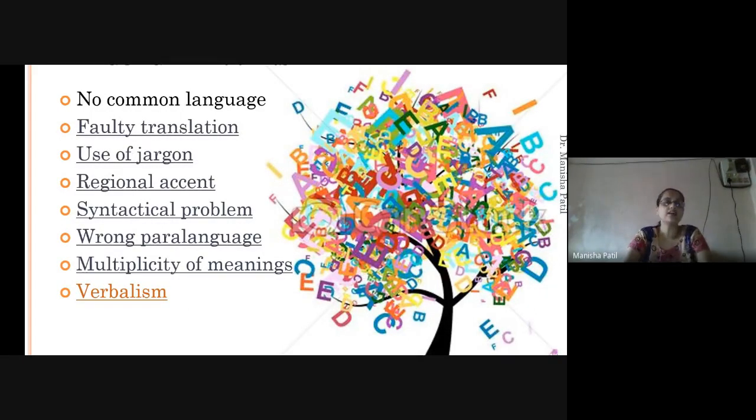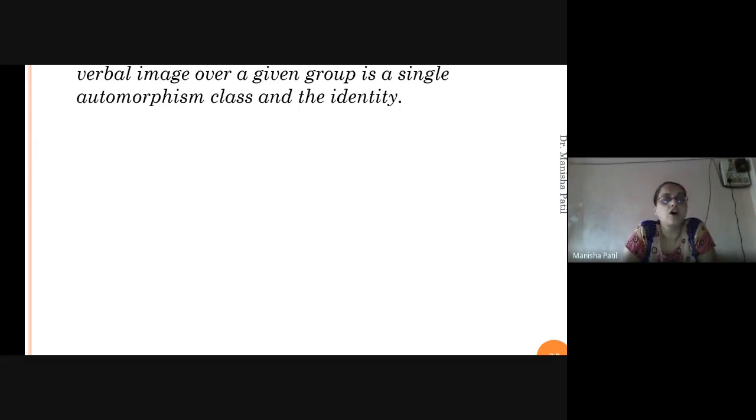Then the next one is verbalism. Verbalism means you're using a lot of words, but its meaning is not clear. Take this example. All these words are explicitly given, and they go on to give other explicit examples of words whose verbal image over a given group is a single automorphism class and the identity. Now tell me what you understood from this. Have you understood anything? No, ma'am. Yeah, that is verbalism.